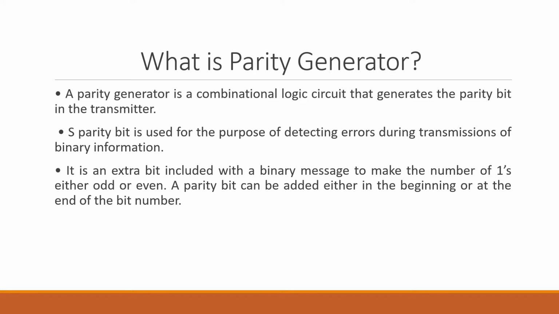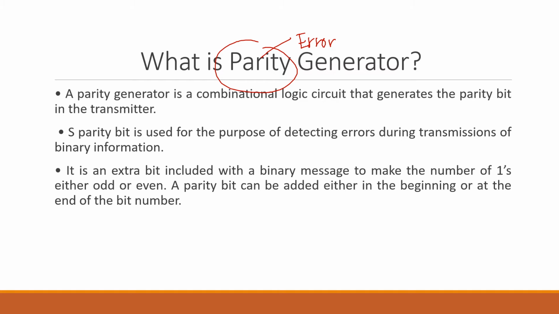A parity generator is another example of a combinational logic circuit that generates the parity bit in the transmitter. So the parity here relates to error checking. A parity bit is used for detecting errors during the transmission of binary information, and it is an extra bit included with a binary message to make the number of ones either odd or even. A parity bit can be added either at the beginning or at the end of the bit number.